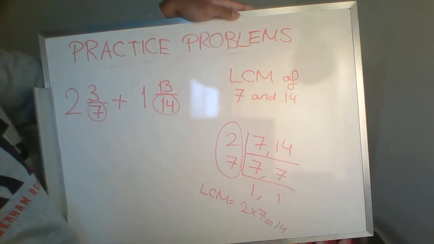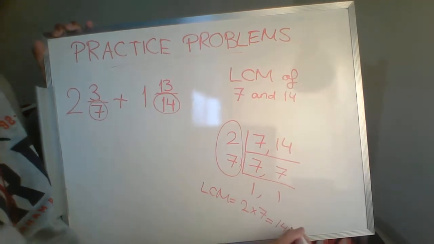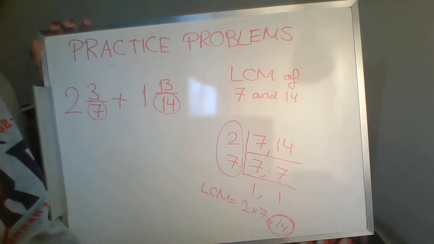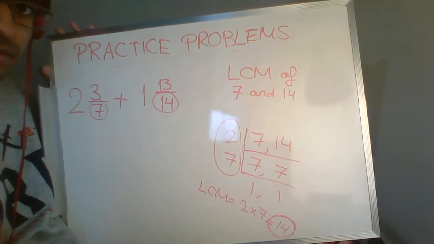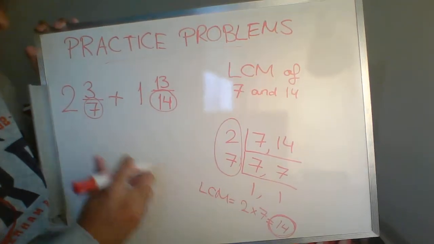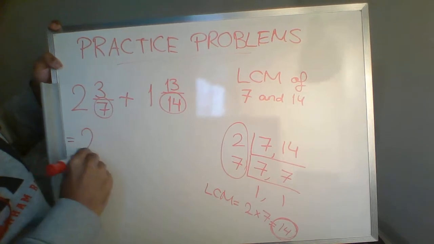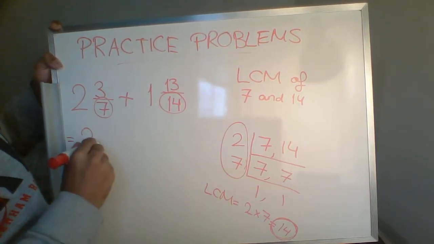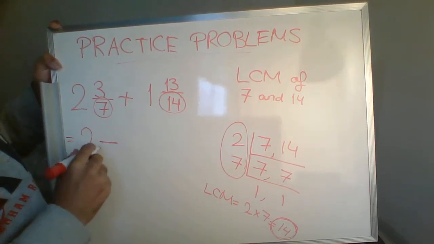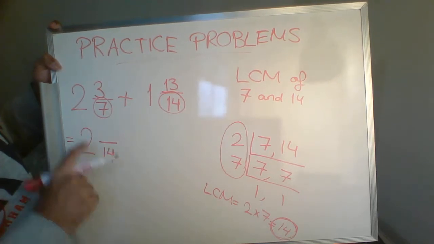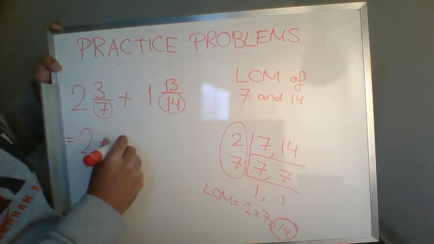So now we know that the denominator that we want both fractions to have is that 14, right? So what we're going to do is rewrite this line that we've started with, but I'm not going to put in the fractions yet. I'm going to put 2, and I'm going to put that line for the fraction. We're going to put a 14 on the bottom. We need to figure out what goes on top, right?